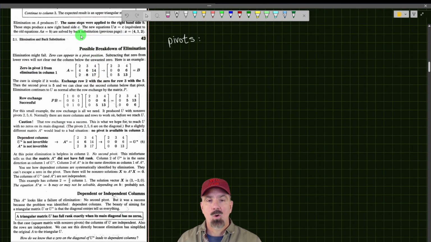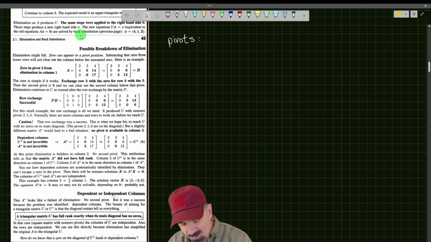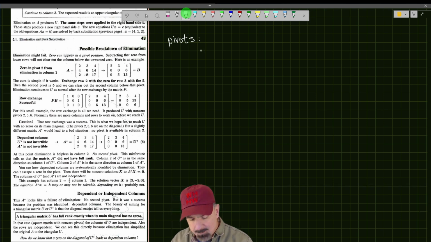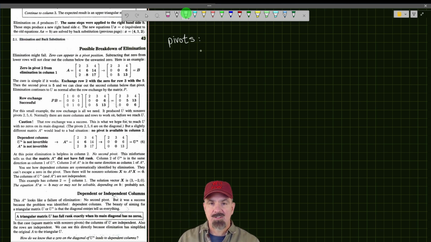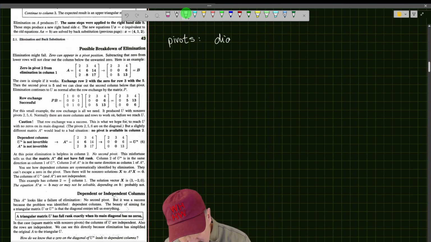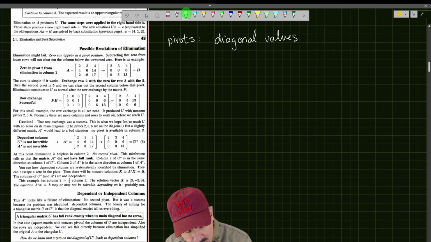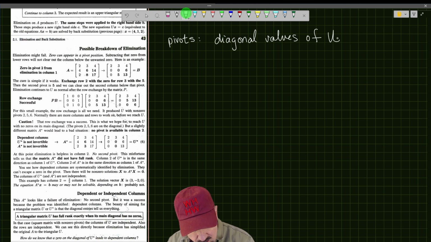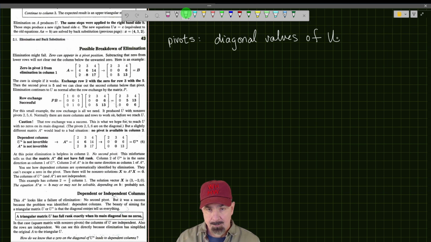Now he talks about, hey, what happens when things don't work out for us? First of all, let's define what pivots are. So the pivots are the values on the diagonal of U, which is our upper triangular matrix.